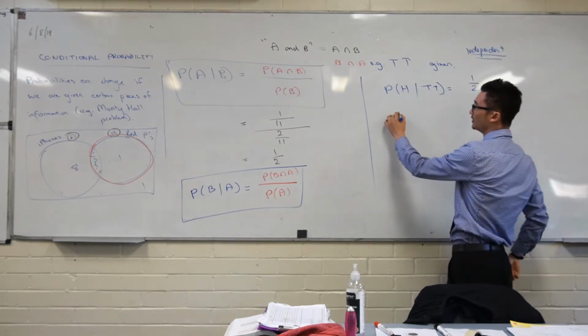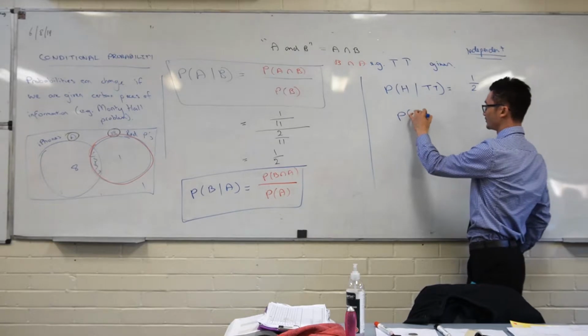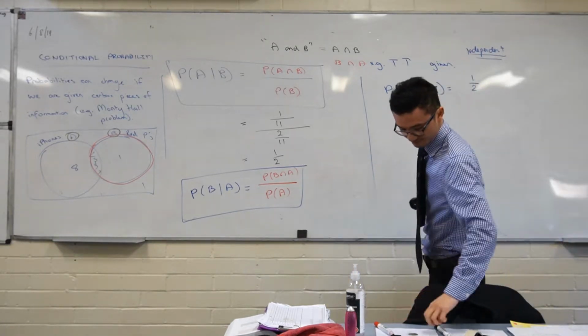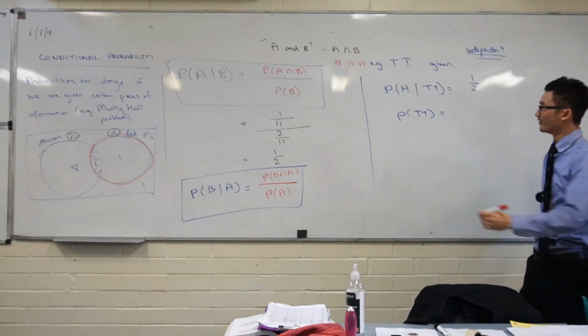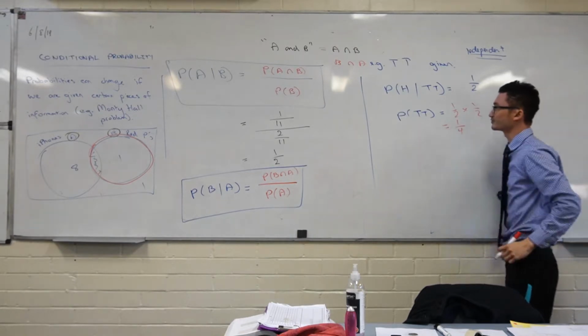What's the probability of flipping two tails? Yeah, 1 out of 4, because it's just half times half, or just 1 out of 4.